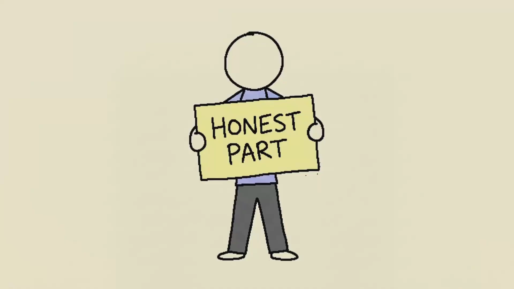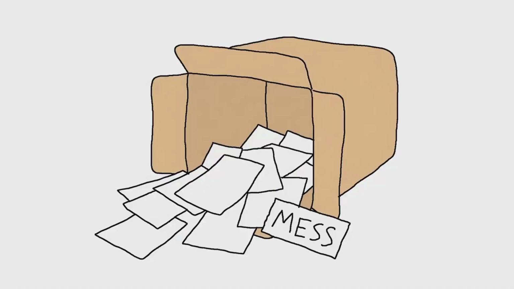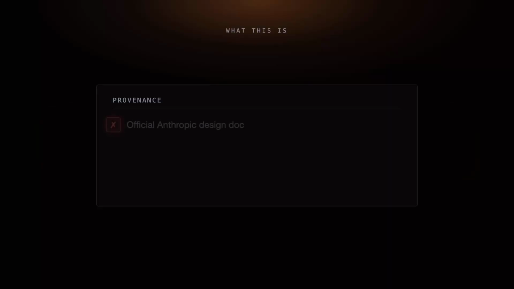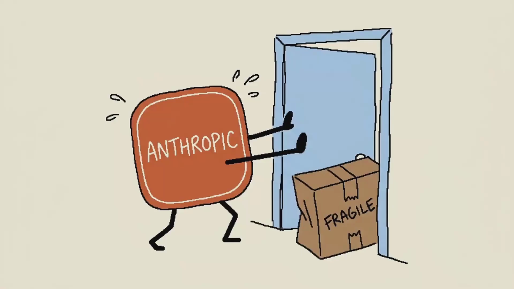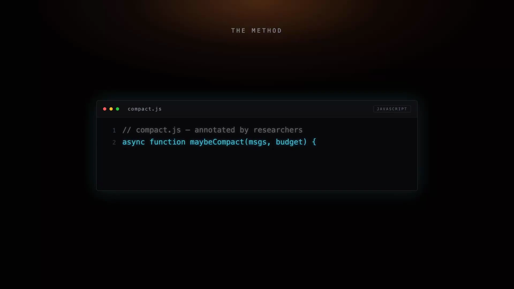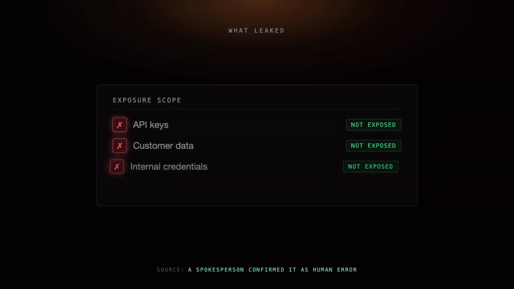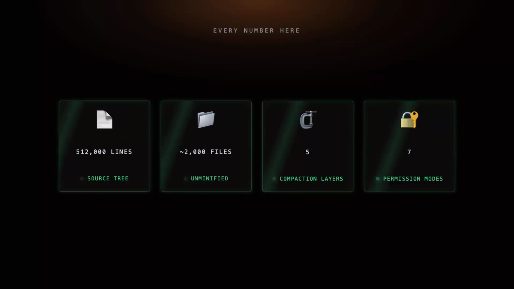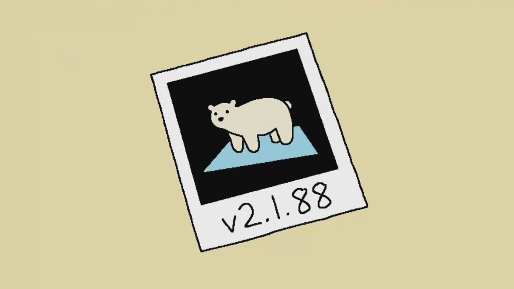Now, the honest part, because the leak itself is a mess, and the stories got real asterisks. This wasn't a design document Anthropic published. It's source-level analysis of code the company didn't intend to release, and a spokesperson confirmed the exposure was human error, not a breach of anything sensitive like credentials. So every specific number here, the tool count, the hook count, all of it, traces back to one snapshot of one version.